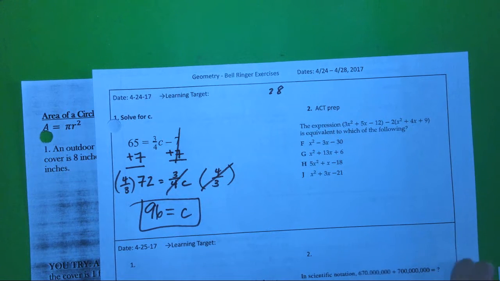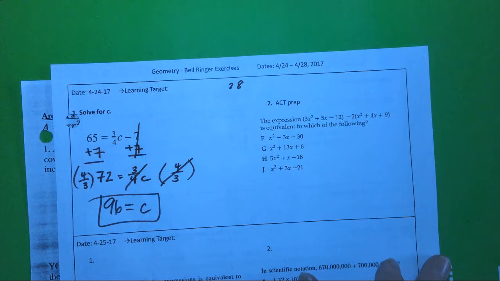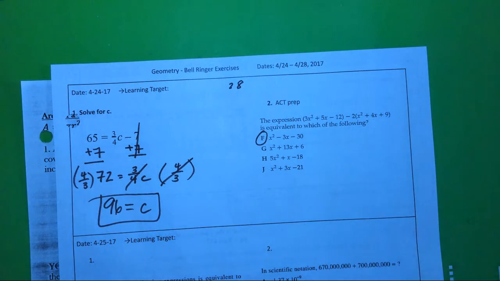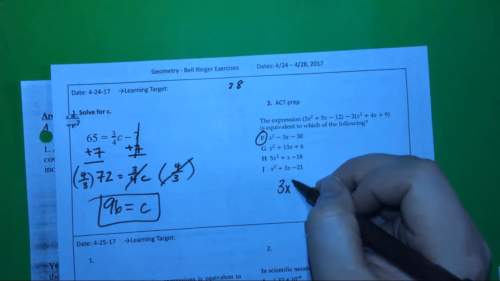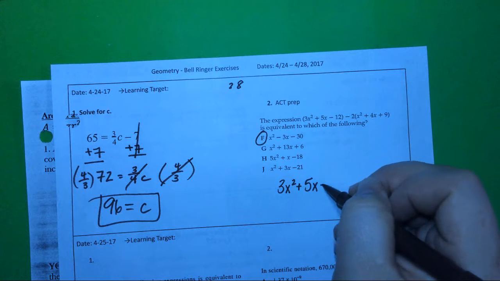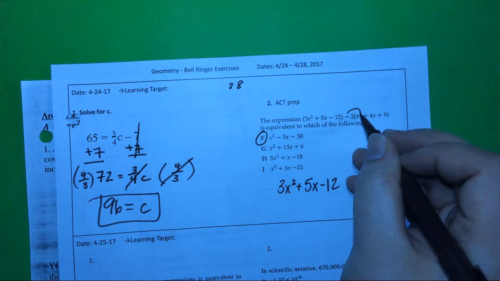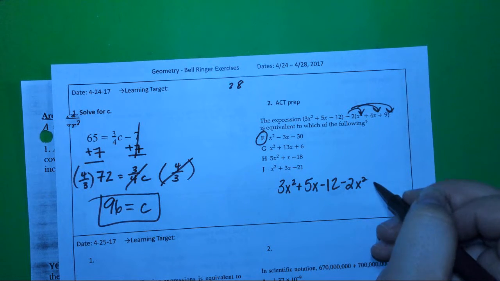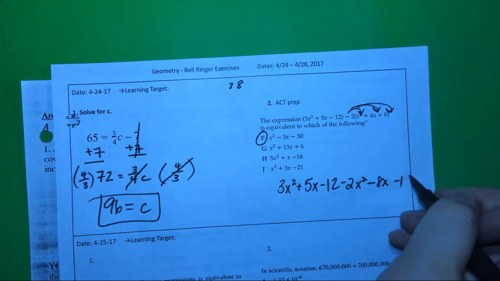The next one says the expression is equivalent to which of the following? Does anyone know the answer? F. Okay, how did you get that answer? What did you do first? I distributed the 2 and the x squared. Okay, so if you distribute that, you had negative 2x squared minus 8x minus 18.